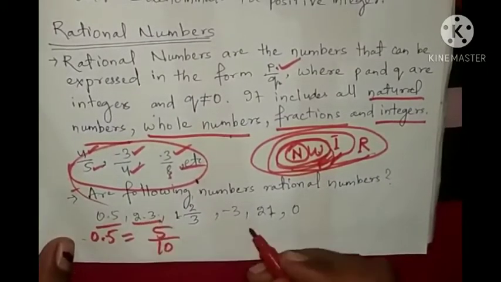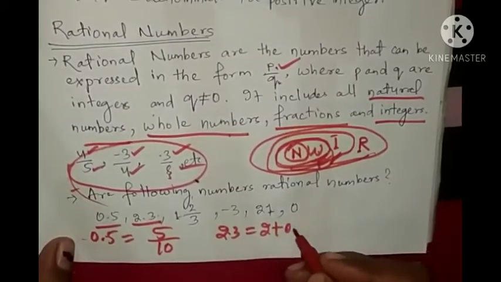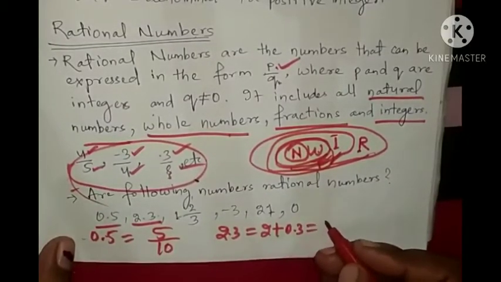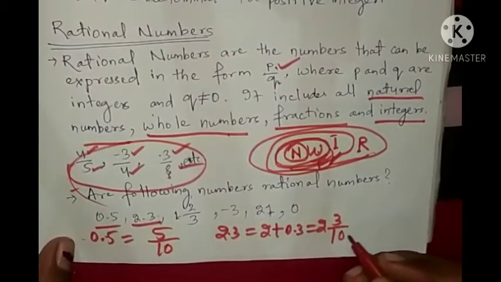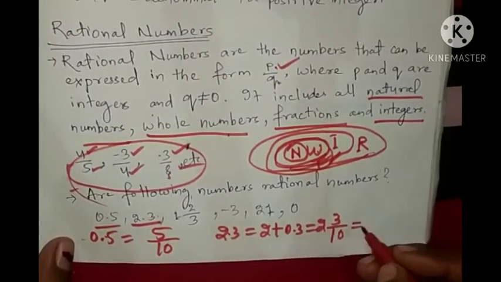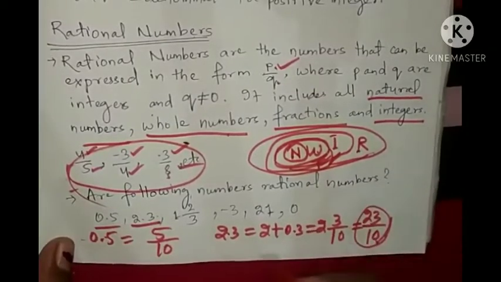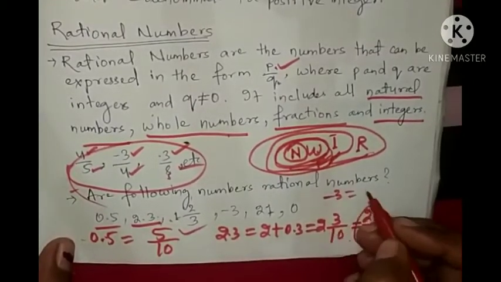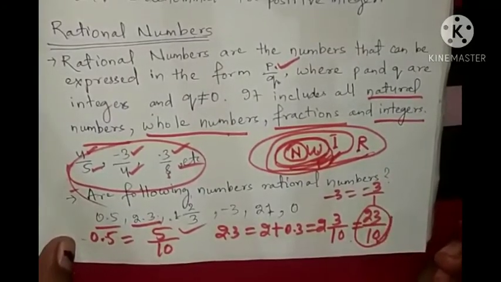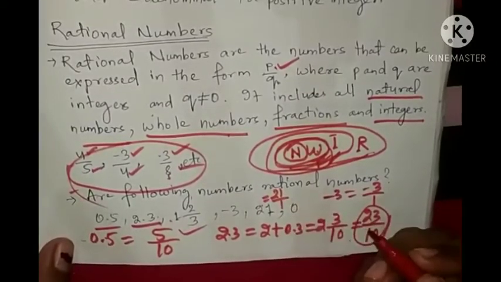2.3 is a decimal number, but 2.3 means 2 plus 0.3, which we can write as 2 and 3 by 10. So we can write this as 20 plus 3, 23 by 10. Now it has become a rational number. 1 and 3 by 2 is also a rational number. Minus 3 equals minus 3 by 1, so this is also a rational number. 21 equals 21 by 1, so this is also a rational number.